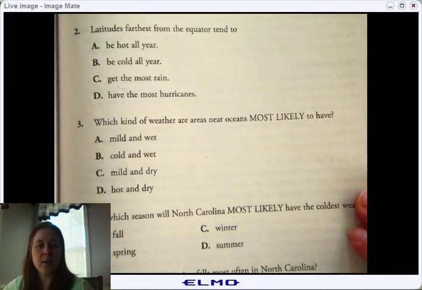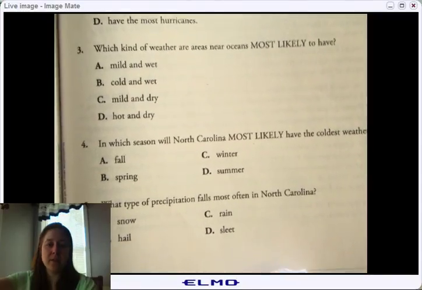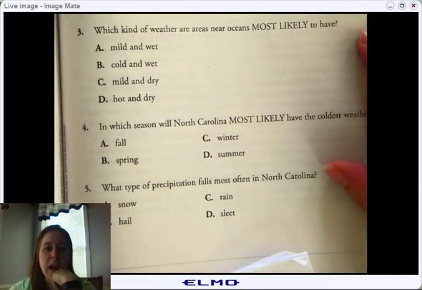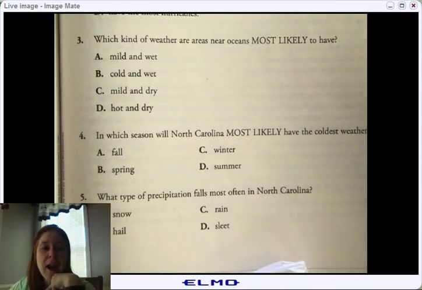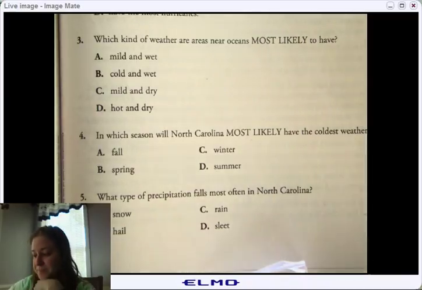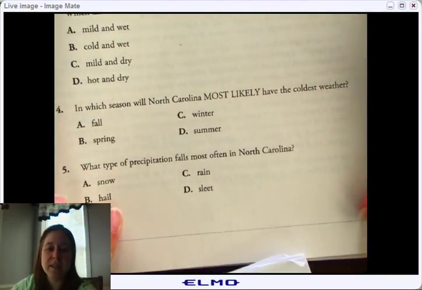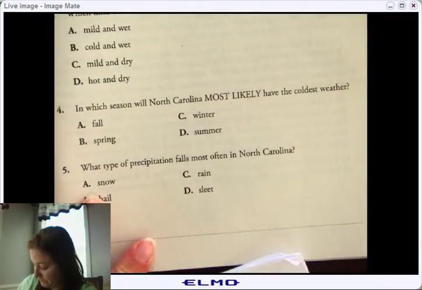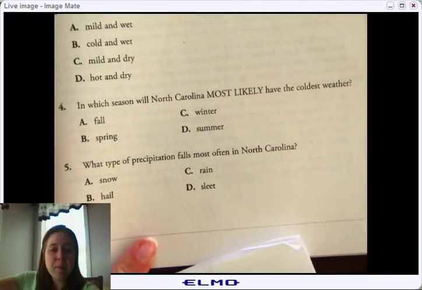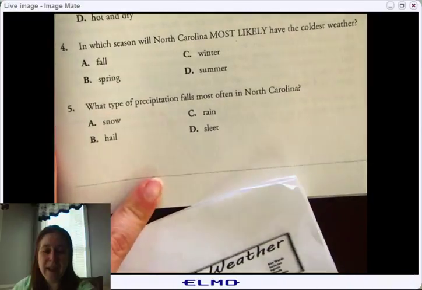Which kind of weather are areas near the ocean most likely to have? Mild and wet, cold and wet, mild and dry, or hot and dry? In which season does North Carolina most likely have the coldest temperatures? Spring, fall, winter, or summer? And what type of precipitation falls the most often in North Carolina? Snow, hail, rain, or sleet?